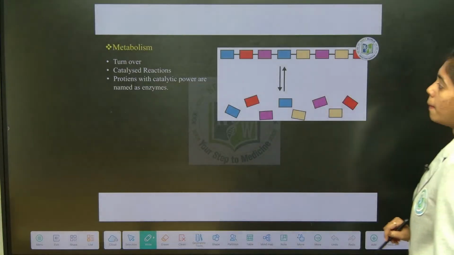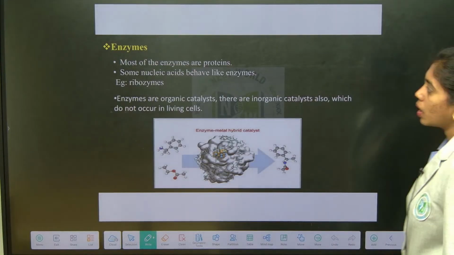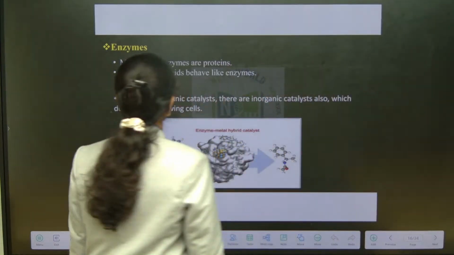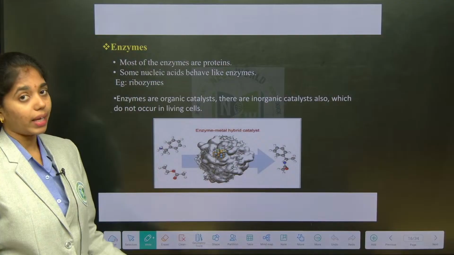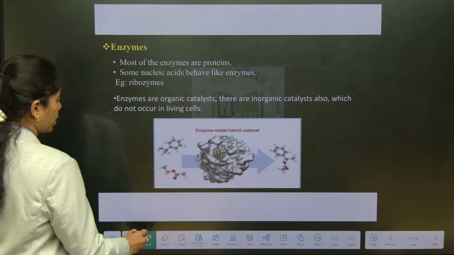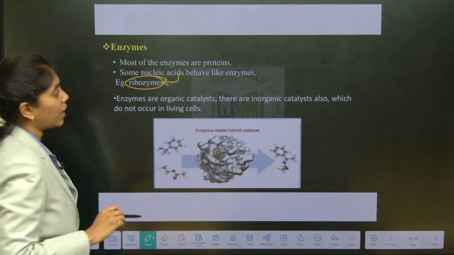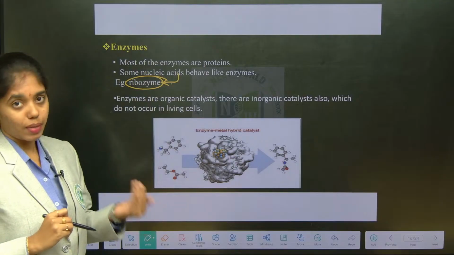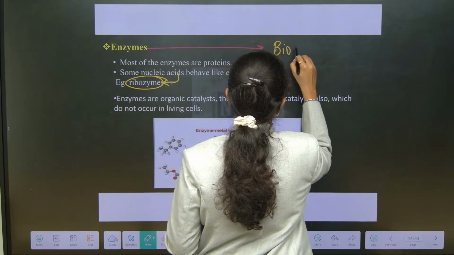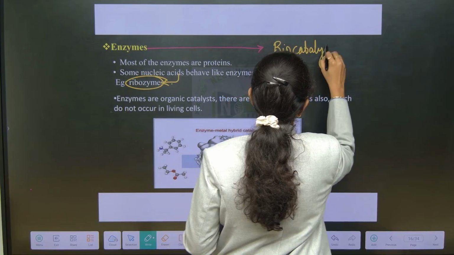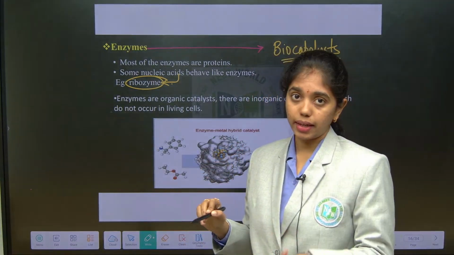Now, metabolism will directly go to enzymes, right? Most of the enzymes are what? Proteins, but a few nucleic acids will also behave like enzymes. An example is ribozyme, the best example where a nucleic acid is behaving like an enzyme. Enzymes can be addressed in many ways. The best way of addressing an enzyme is as a biocatalyst. Enzymes are biocatalysts which enhance the rate of biological reactions that are happening inside living organisms.